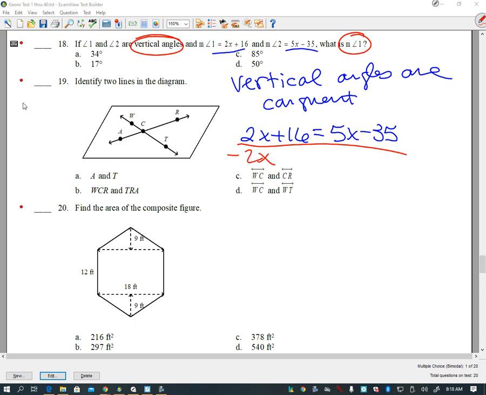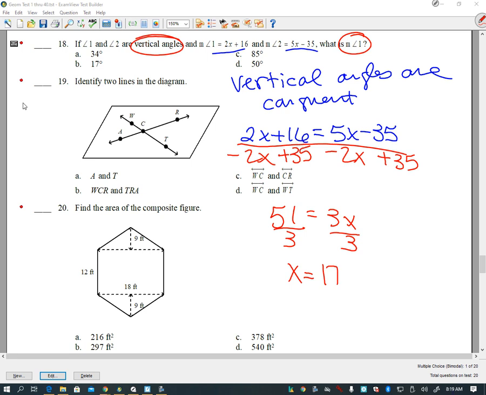Subtract 2x from both sides. Okay, and what? Maybe add 35 to both sides. Okay, 16 and 35 is what, like 51? 51 equals 3x. Okay, now what? Divide by 3, very good. Get x equals probably 17.